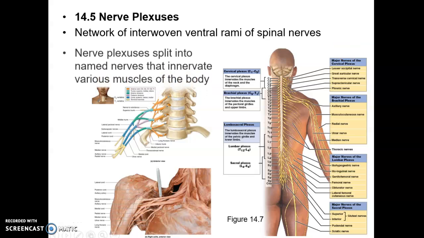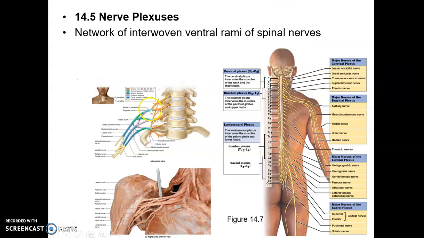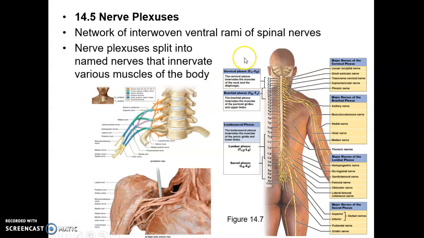So continuing with our nerve plexuses, again, it's an intermingling, interweaving of the ventral rami of the spinal nerves, and they occur in different parts of the body. So they split into the distal, moving away from the spinal cord. The nerve plexuses will then split into what we call the named nerves that then innervate the body. And as you can see, it's pretty complex and there's different terminology. We'll try to keep this as straightforward as possible, and there's only a few nerves we'll need to know by name.